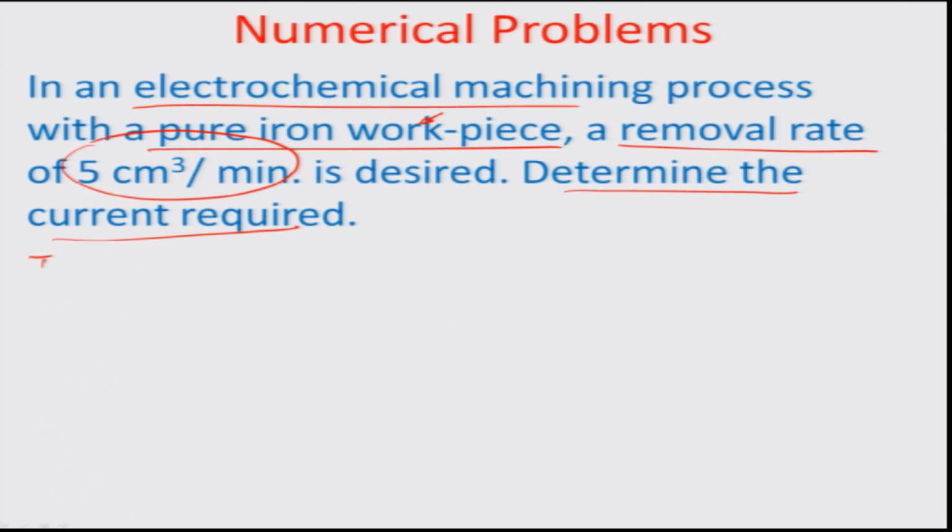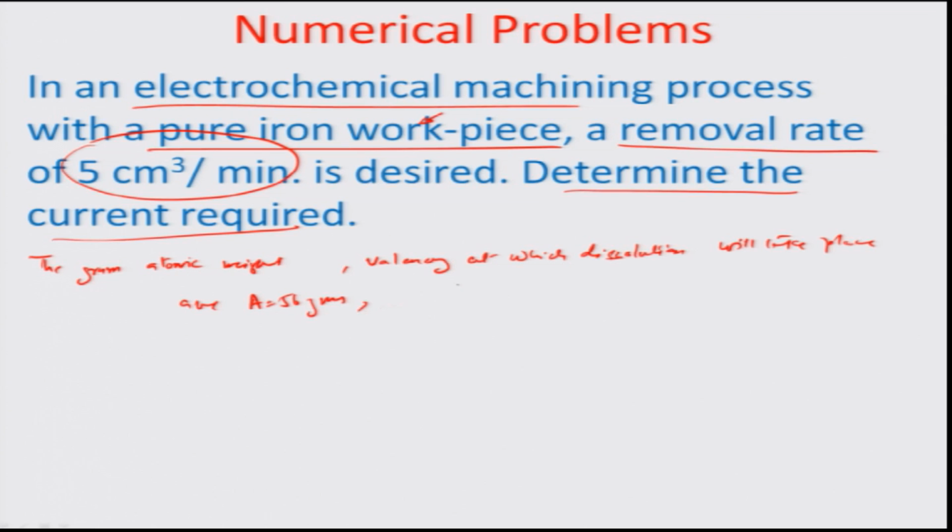So the gram atomic weight and valency at which this dissolution will take place are assumed to be 56 grams, valency is +2 valent state, and the density of iron is taken to be 7.8 gram per centimeter cube.